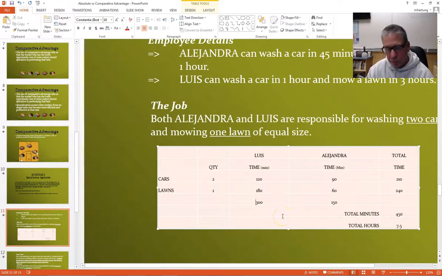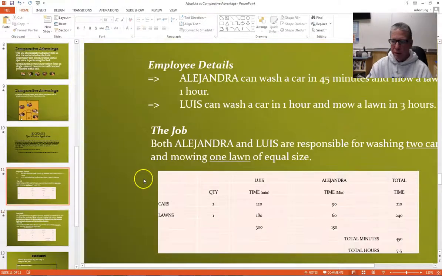Is it possible to apply comparative advantage so that Luis works less time and Alejandra works less time, and the total time is reduced? If you can reduce Luis's time and at the same time reduce Alejandra's time, you can reduce the total time. You may not reduce Luis's time and increase Alejandra's time. Otherwise, there would be no reason for her to cooperate or work together. It has to be mutually beneficial. Both people must benefit from working together. So there is your task.